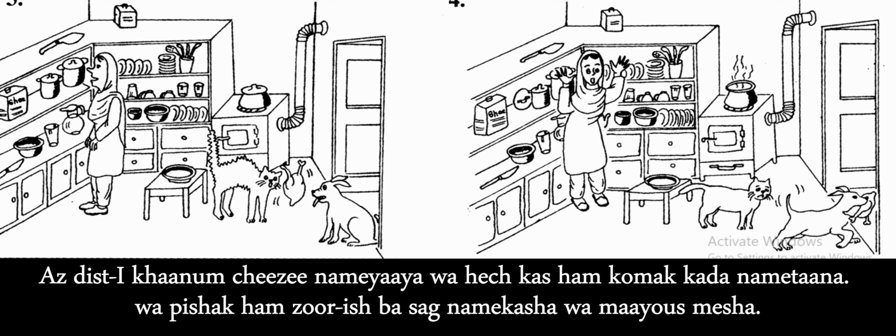So "از دست خانم چیزی نمی آید" means she can't do anything. If I say I can't do anything, "از دست ما چیزی نمی آید".